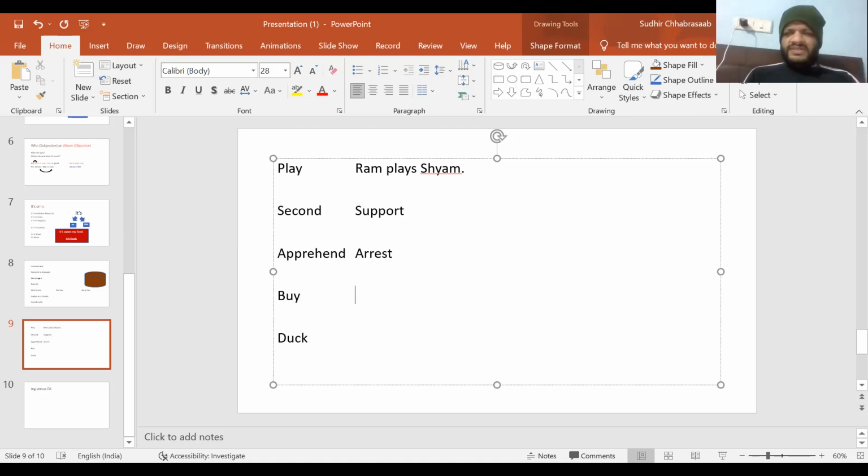Buy, again, is purchase, but it's also support, or you actually believe. Yeah, believe would be fine. I buy what you have said. I believe what you have said. Duck, no quack quack here. A duck is actually used as a term of adoration also. Suppose I'm referring to a girl and I have to talk to her with love, it's a term of love. Oh, my duck.